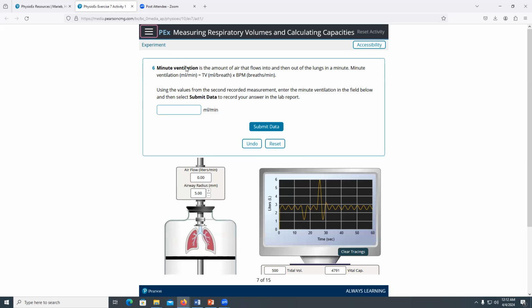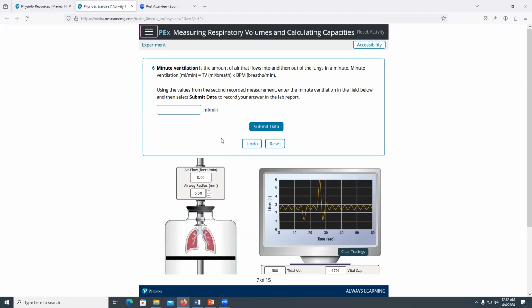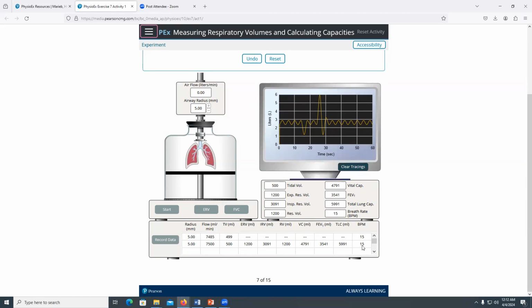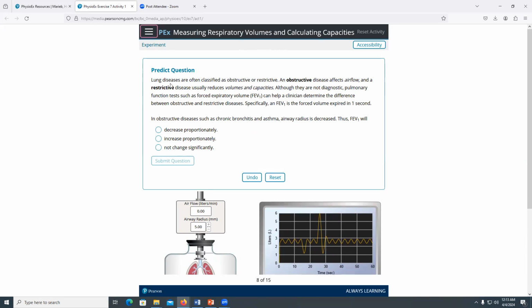Okay, let's move on. Minute ventilation is the amount of air that flows into and then out of the lungs in a minute. That is calculated by tidal volume times breaths per minute. So using the values from the second recorded measurement, enter the minute ventilation in the field below and then click submit data. Let's go into our data. Our breaths per minute were 15 and our tidal volume is 500 milliliters. So let's multiply 500 times 15. That comes out to 7,500. And submit data.